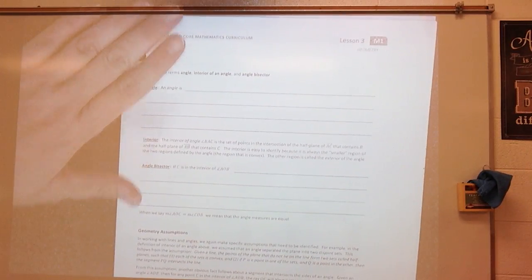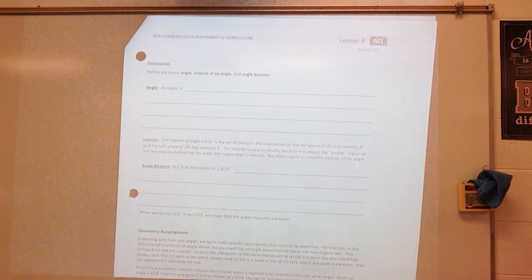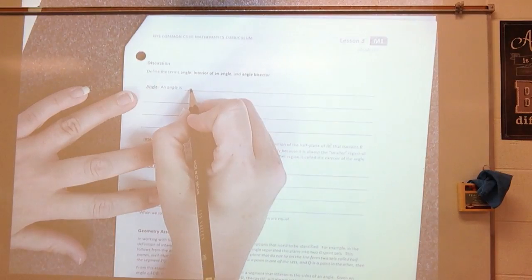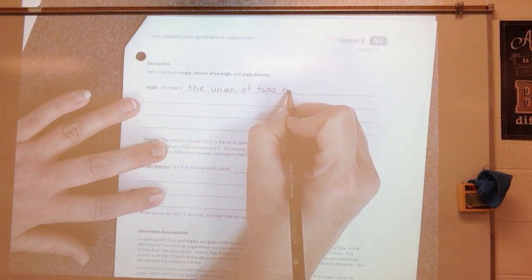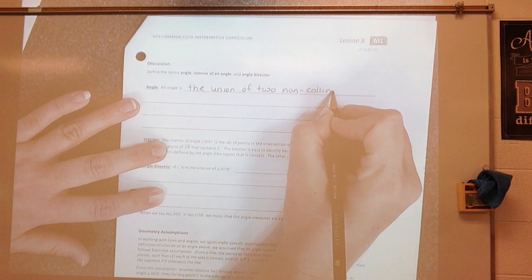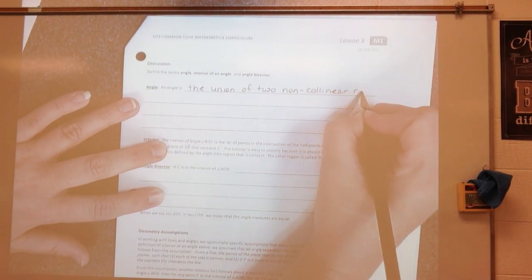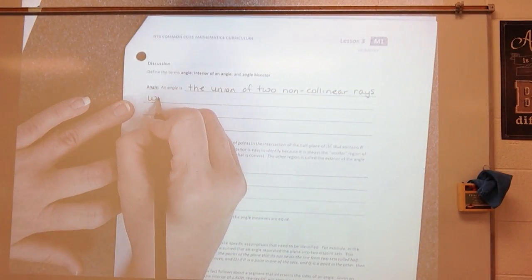All right, so it's time for just a little bit of discussion. They want us to define the terms angle, interior of an angle, and angle bisector. So let's talk about the definition of an angle. I'm going to give you the technical definition, and then I want to talk about it just a little bit. So the definition of an angle is the union of 2 non-collinear rays with the same endpoint.